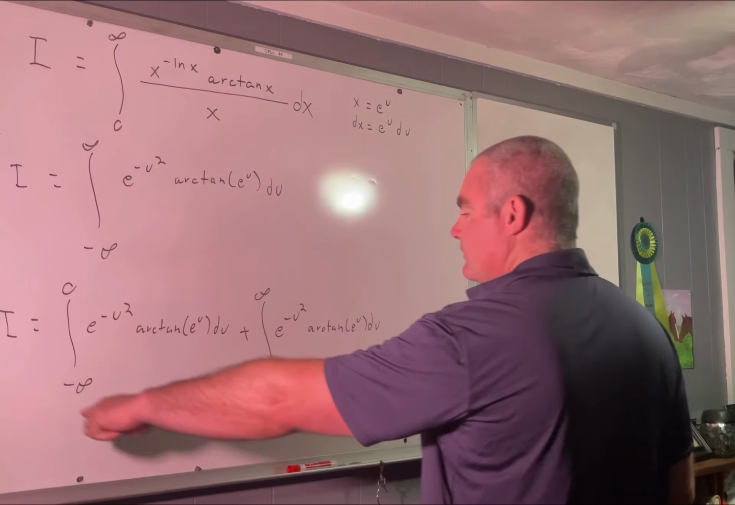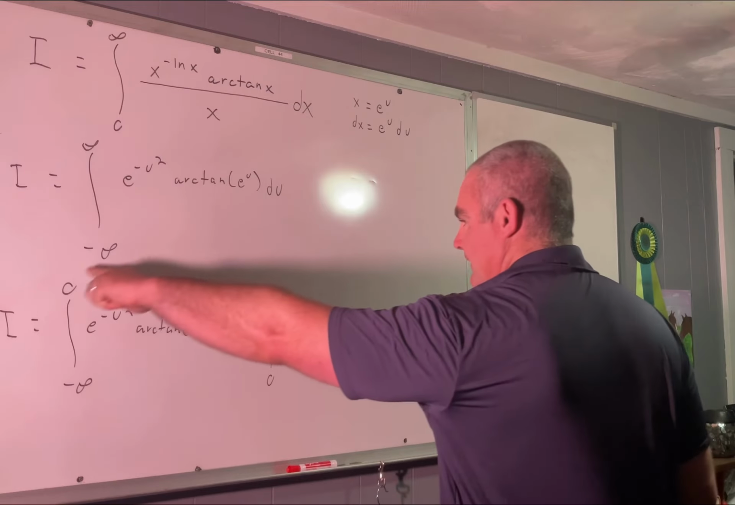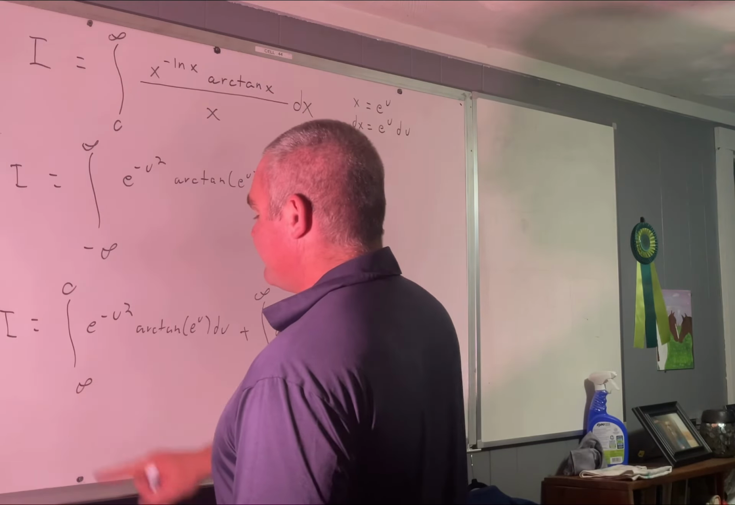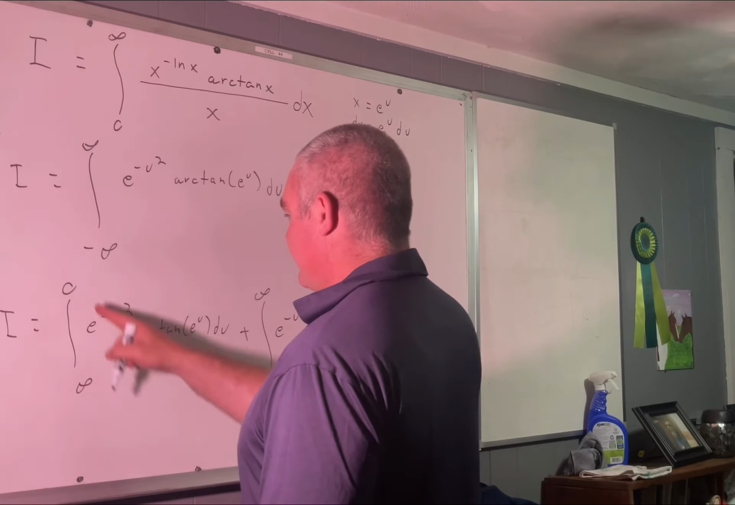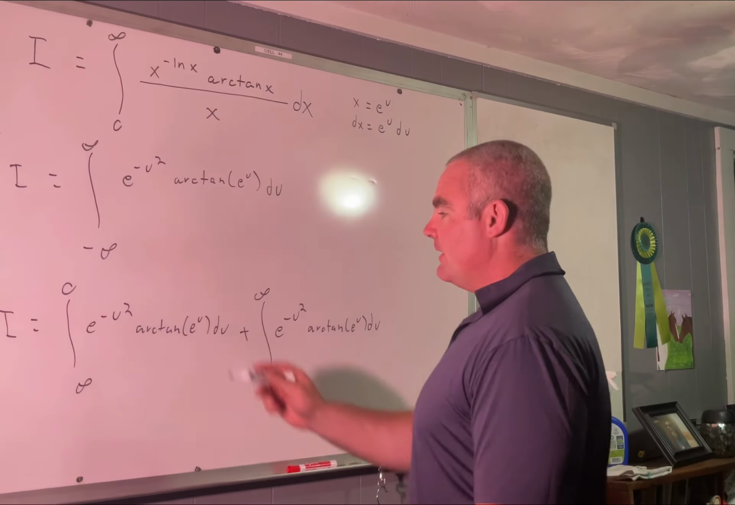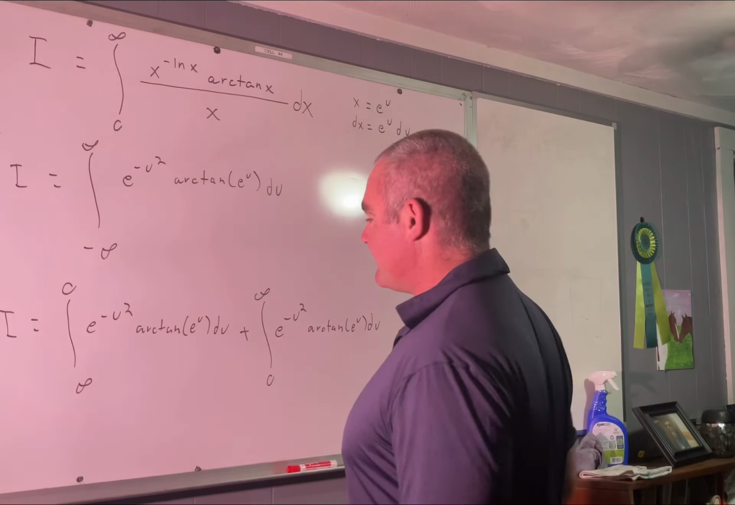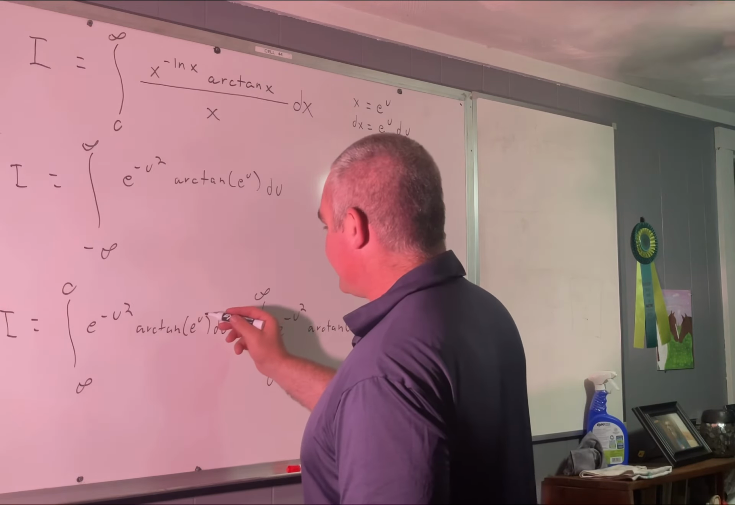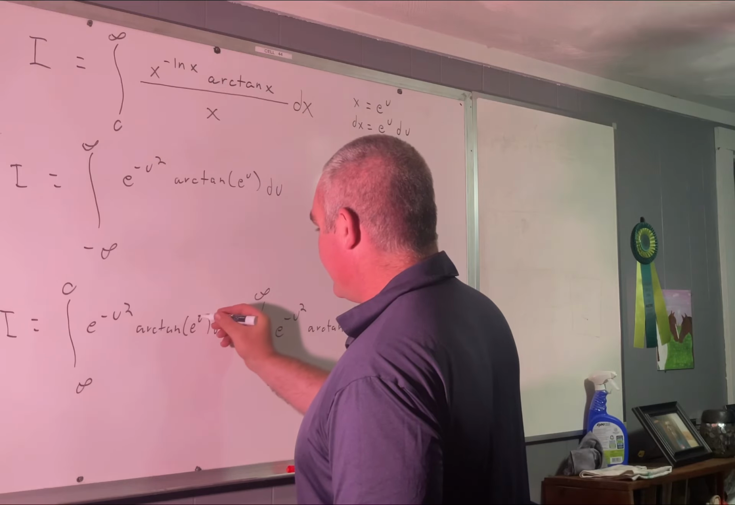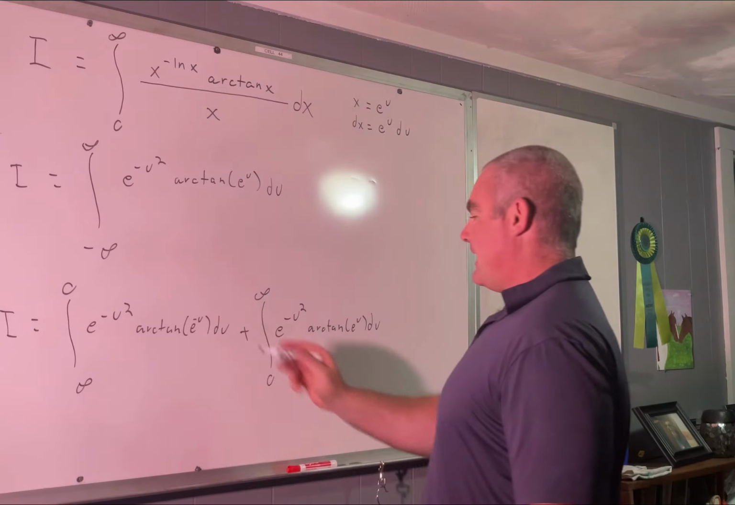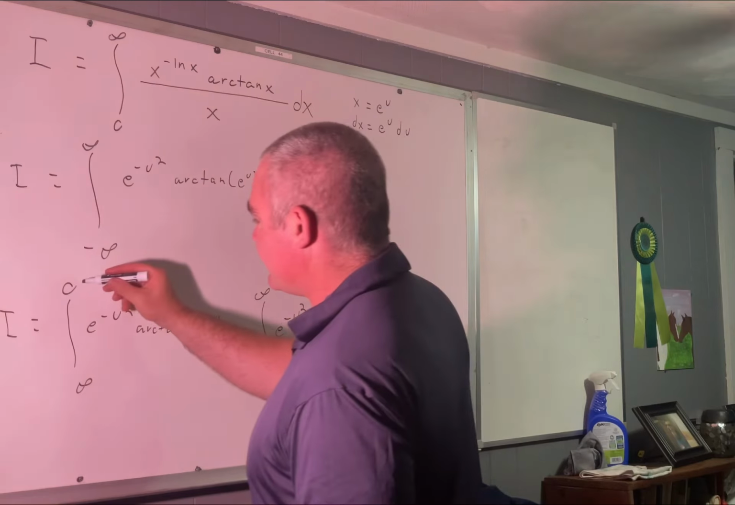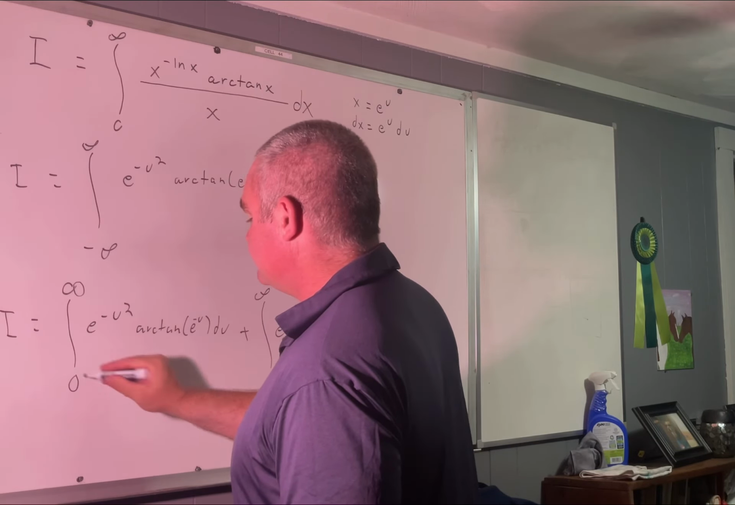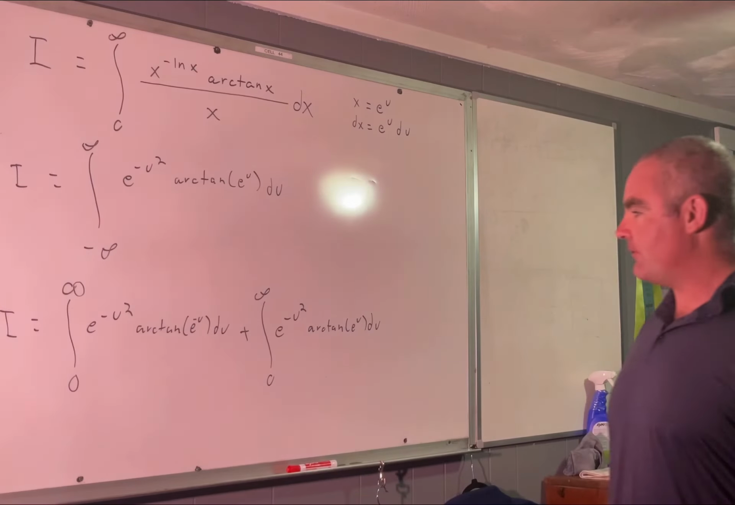let's take u to negative u in the first part of our integral right here. So that would be a positive infinity, that would be a negative 0. This would remain e to the negative u squared. This arctangent e to the u would become arctangent e to the negative u. And then we'd have a negative du, but we'll use that to switch the bounds. Okay, I hope this is all making sense so far.